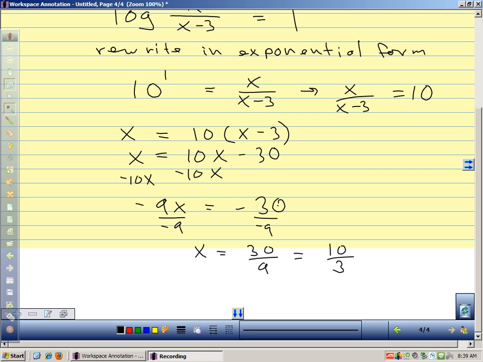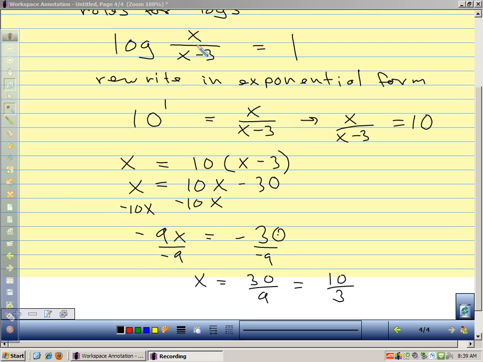It's nice if you do, though. So this is our solution for this one. We remembered our rules for logarithms, and then solved our equation. Questions on that solution?